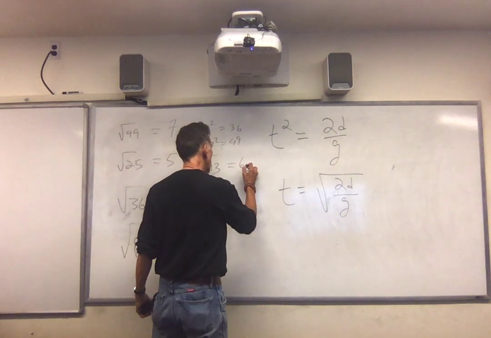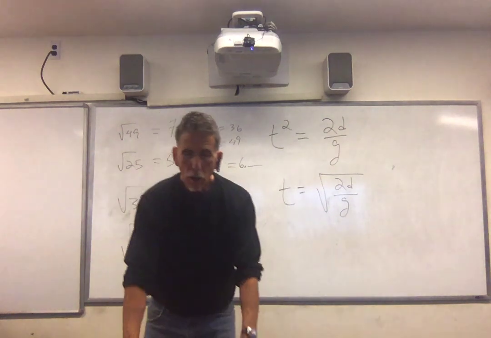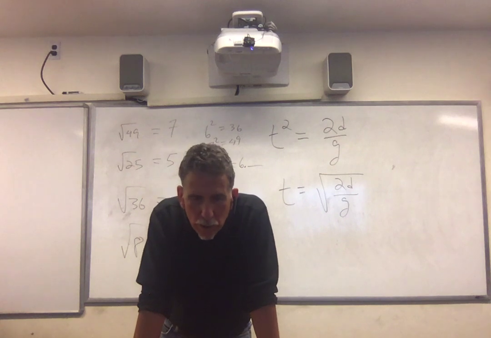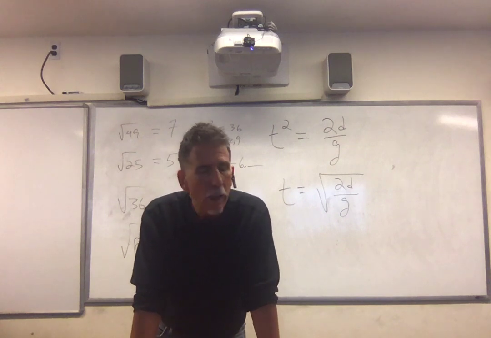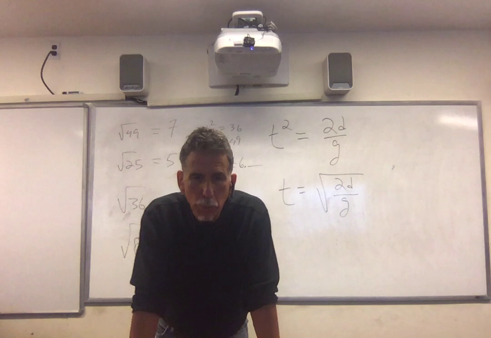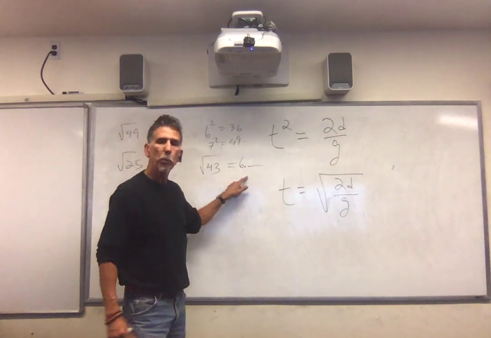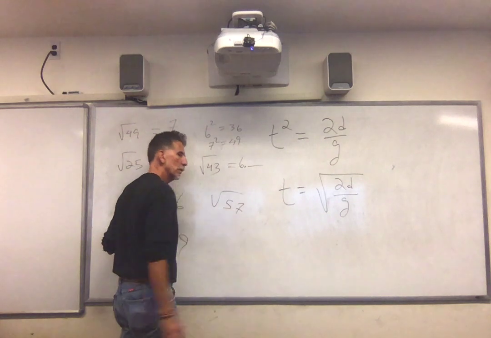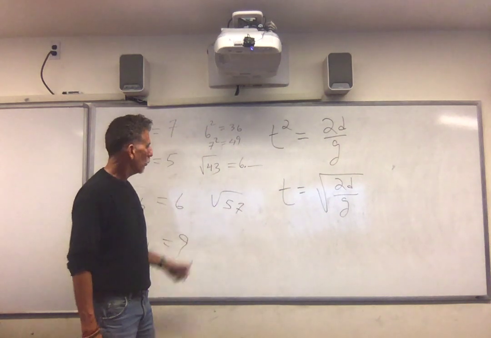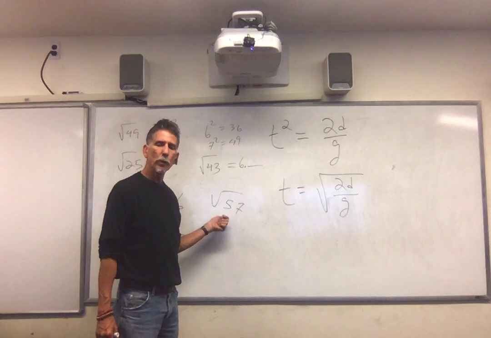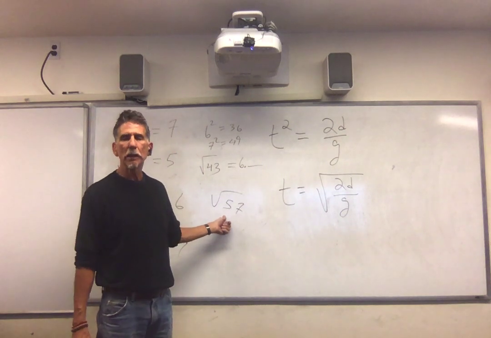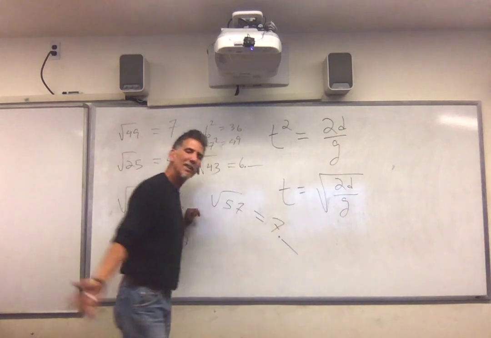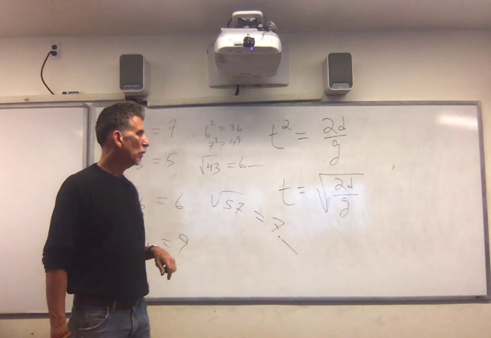All I care about is 6 point something. On my exams, multiple choice, I'm not going to give you 6.23, 6.17, 6.8. All you need to know is it's between 6 and 7, 6 point something. What's the square root of 57? I don't know. Well, 7 times 7 is 49. 8 times 8 is 64. So this is 7 point something. That's all I care about.